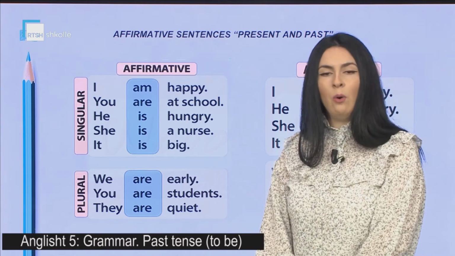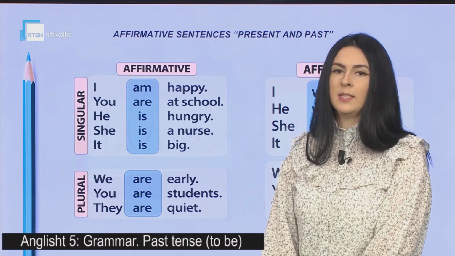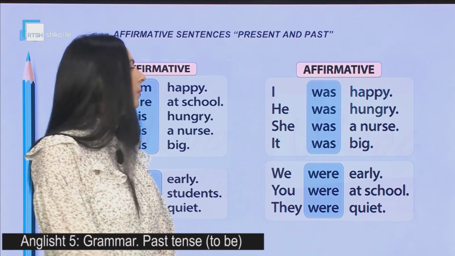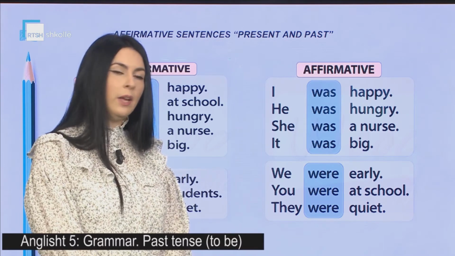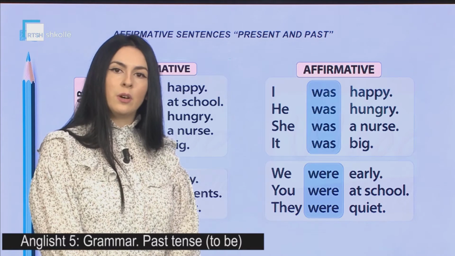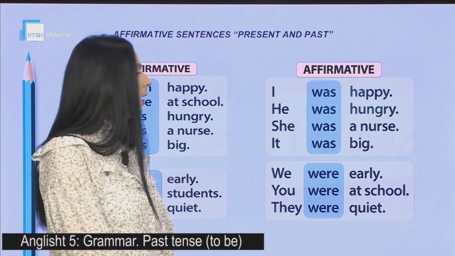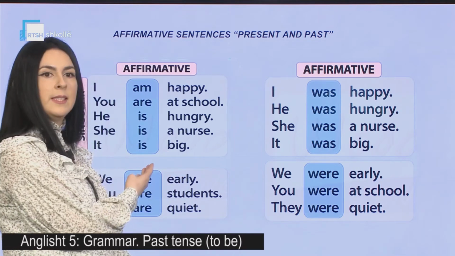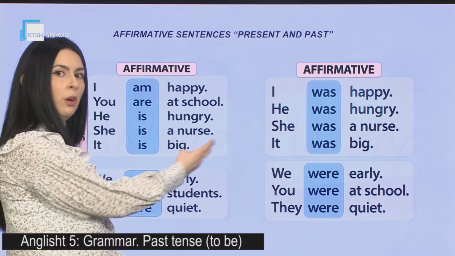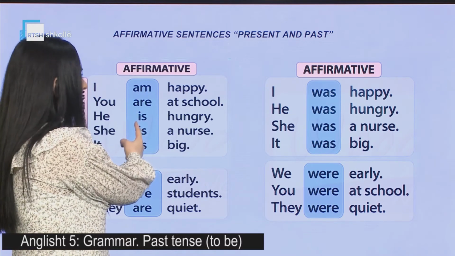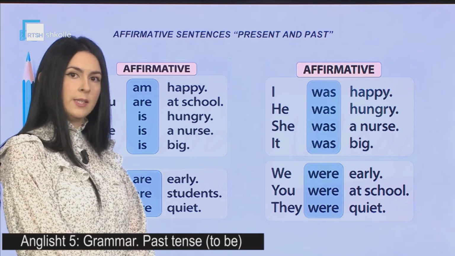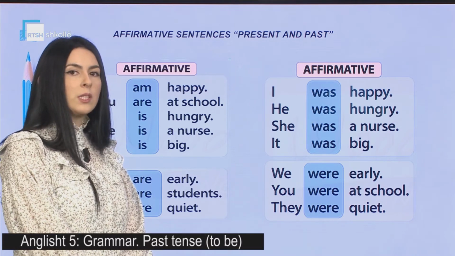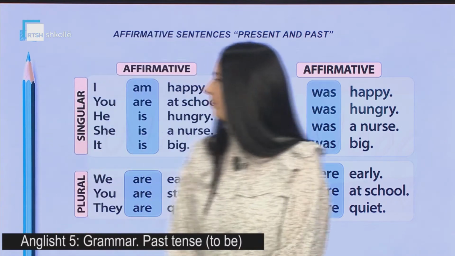Let's see how we can make the same sentences in past simple. I was happy. He was hungry. She was a nurse. And it was big. I think that you have already seen that there is a pattern, a model. So, the verbs am and is become was in this case. This is for the singular form. Now let's continue with the plural form.